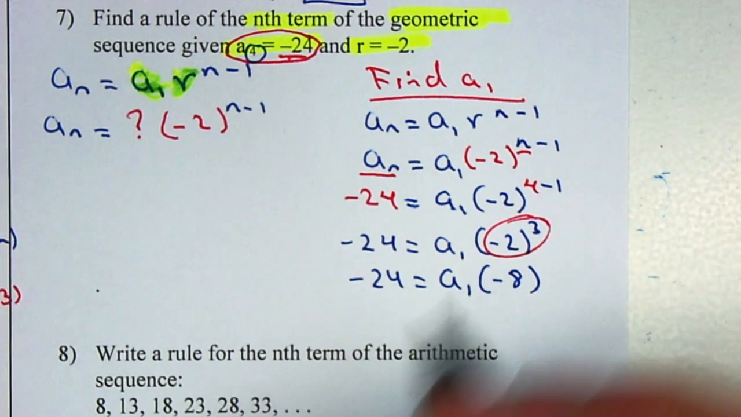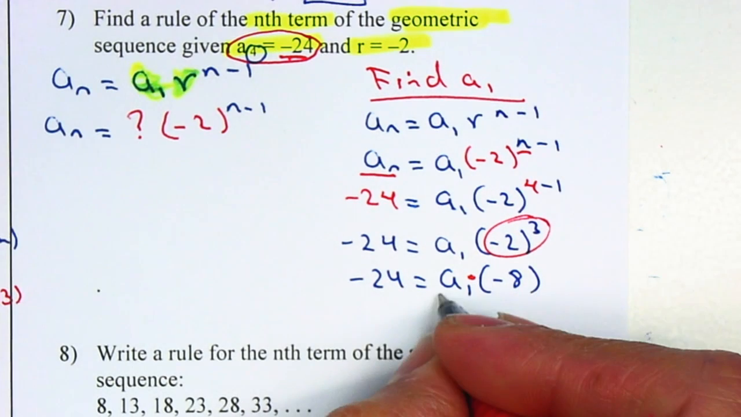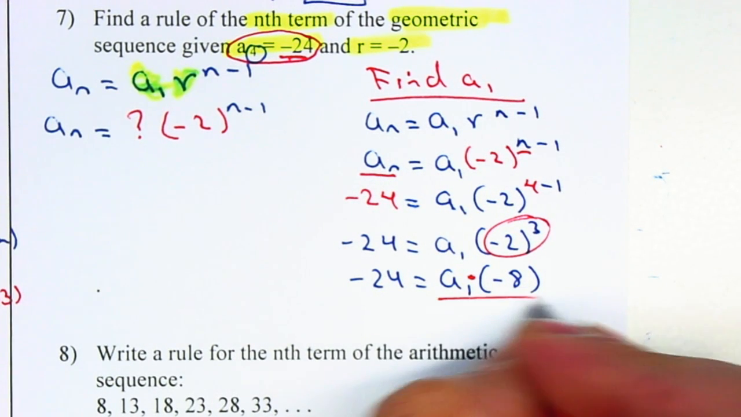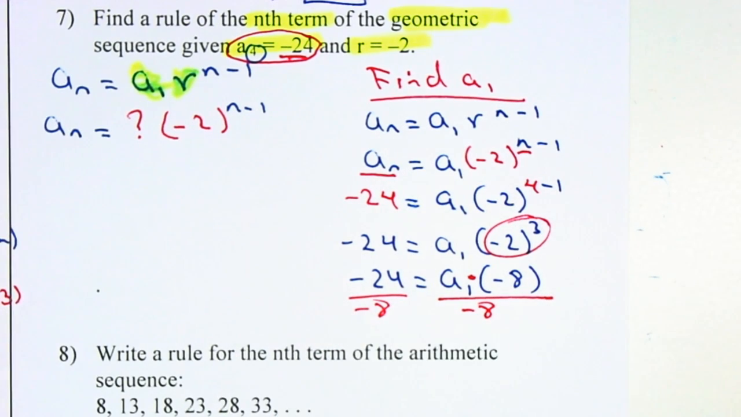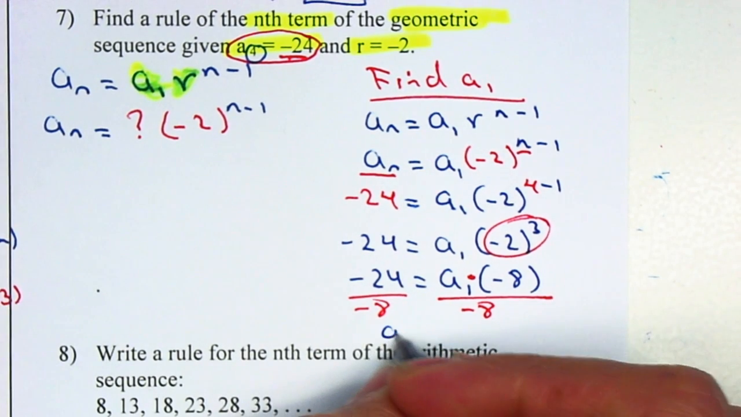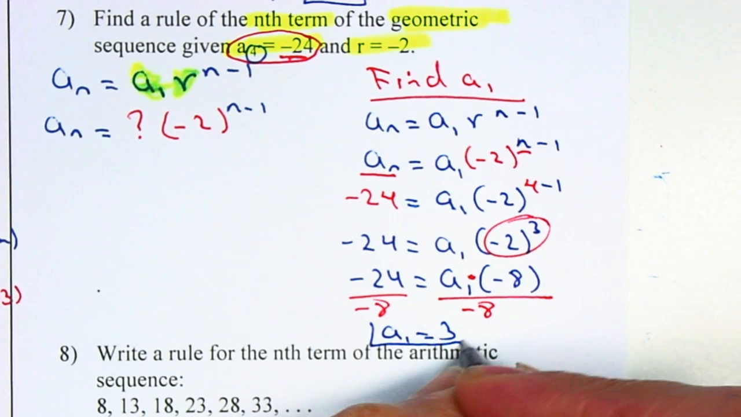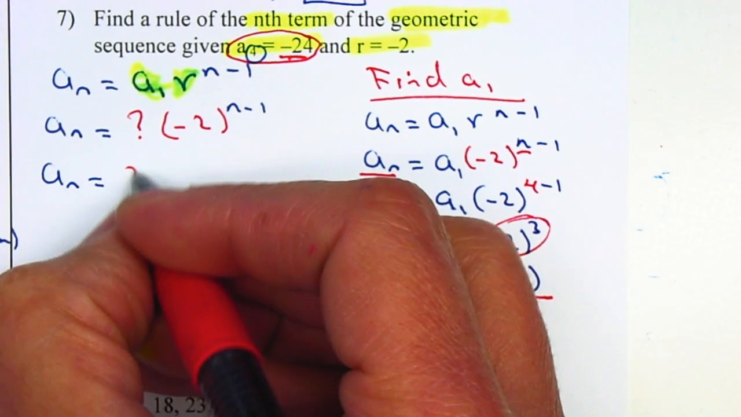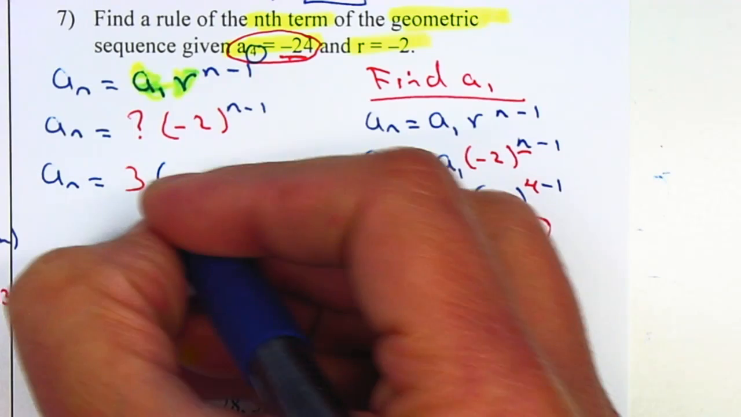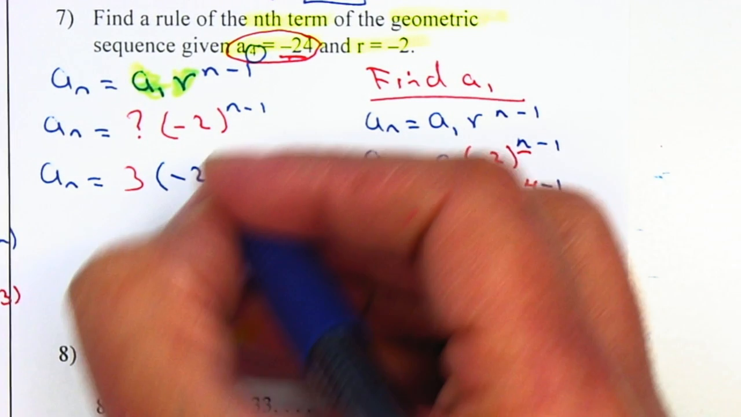Now remember that these are multiplying. So in order to leave a sub 1 by itself, in order to isolate it, I need to divide by negative 8 on both sides. So a sub 1 is equal to 3. And now I can just plug it in. A sub n is equal to 3 multiplied by negative 2 to the power of n minus 1.